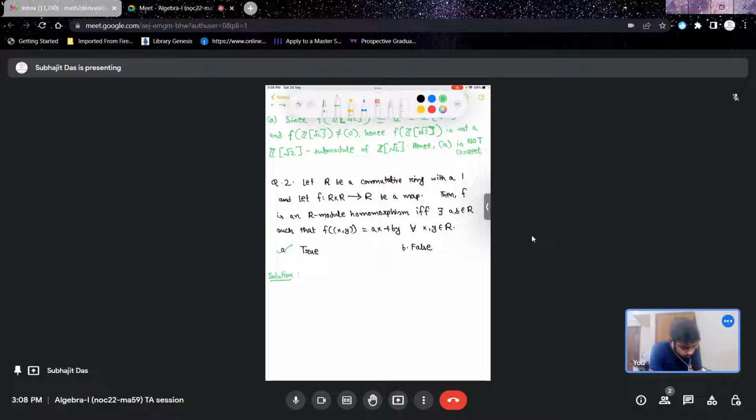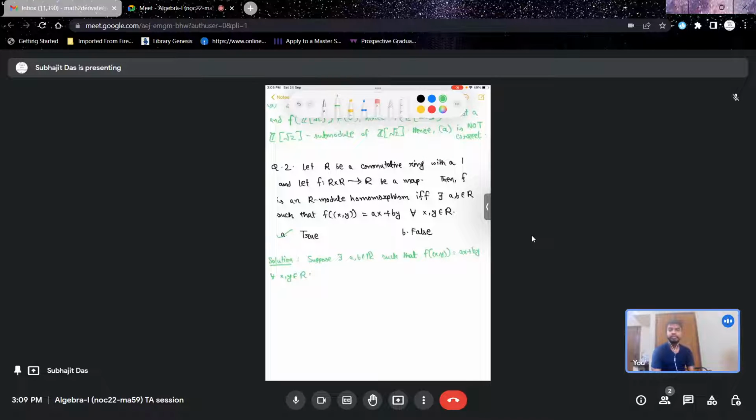So suppose there exist A and B in R such that f of xy is equal to Ax plus By for all elements xy in R. We claim that F is actually an R module homomorphism in this case.